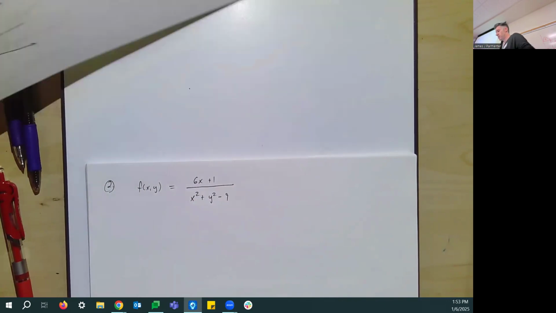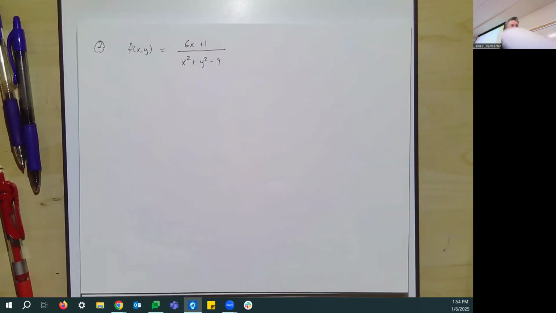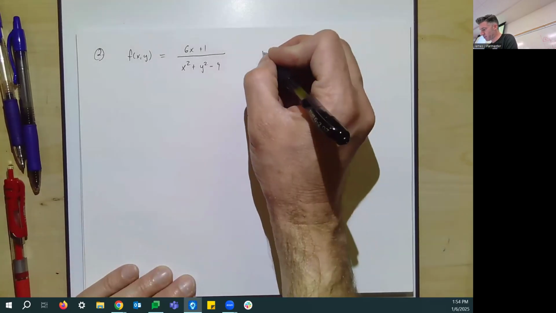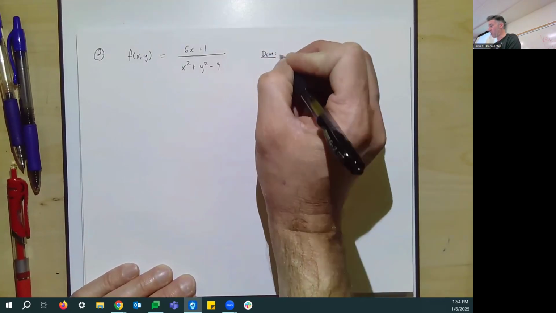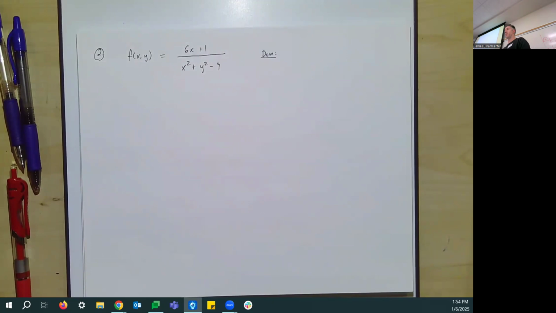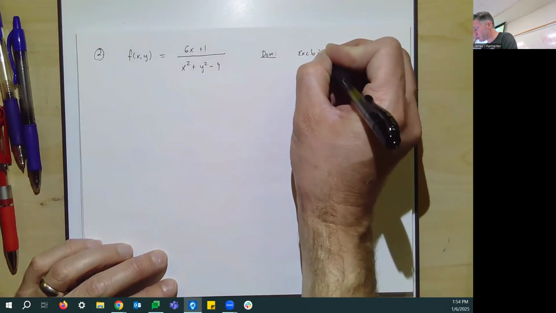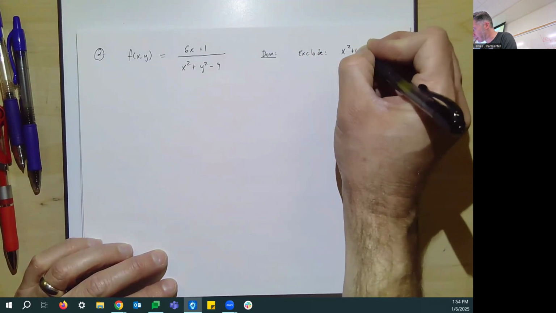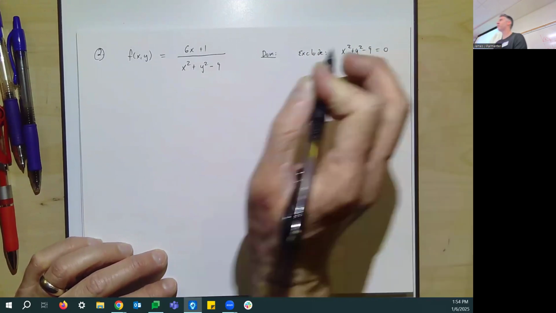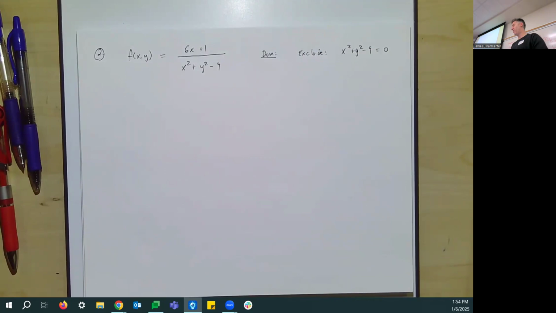So, in this case, if we're finding the domain, we know we want the denominator to not equal 0. There's lots of ways you can do this. As an instructor, I typically write it this way: I want to exclude x squared plus y squared minus 9 equal to 0. That's the way I like to phrase it. I don't like to write not equal to 0 because I'm still going to try and solve this equation in a way that makes more sense to me.